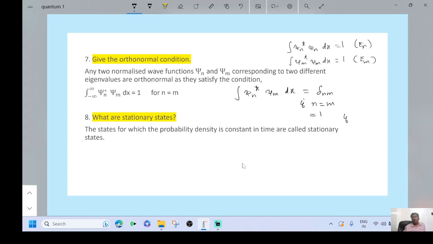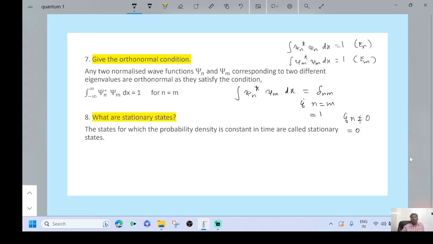If n not equal to m, the integral value is 0, and the two wave functions are orthogonal to each other. If n is equal to m, they are orthonormal. This is the normalization, orthonormality condition.